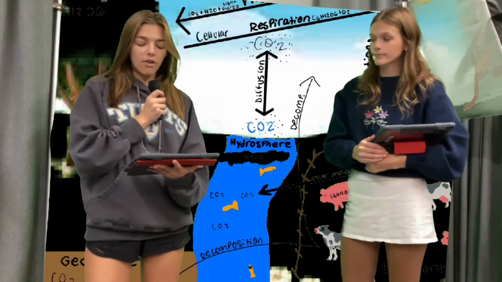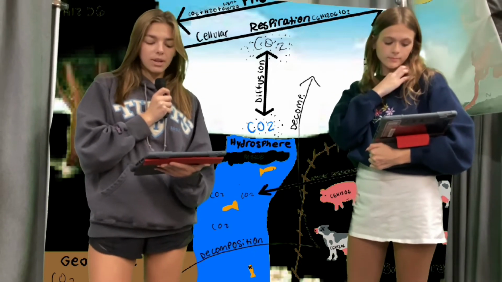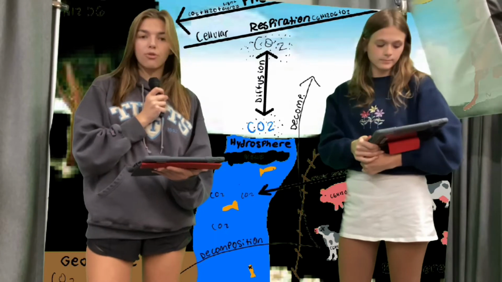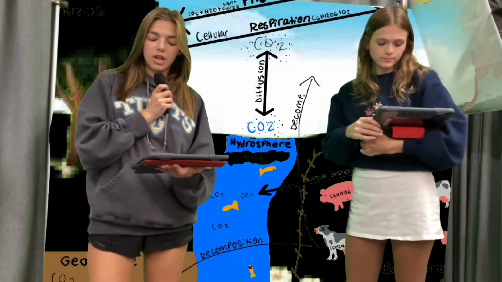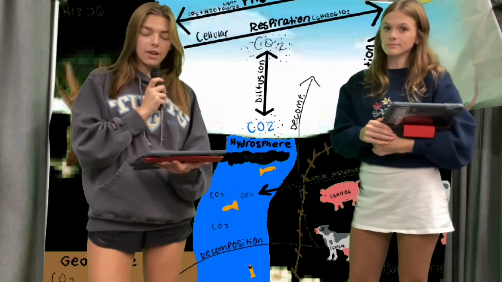There's an excess amount of carbon and it's a serious problem. Before we understand the full issue, we need to understand how carbon flows through the four spheres. Carbon naturally transfers between the biosphere and atmosphere through photosynthesis and cellular respiration.